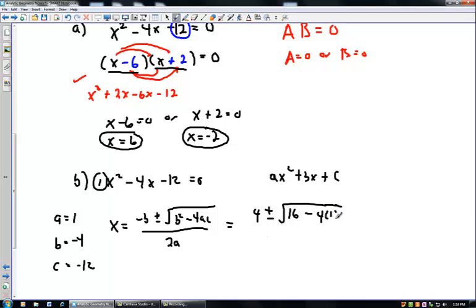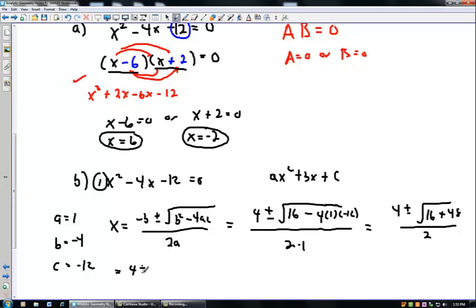So let's just put 4 times 1 times negative 12, all divided by 2 times a, so 2 times 1. We have to clean this up a little bit. So 4 plus or minus the square root of 16 plus, and it's a plus because a minus and a negative is a positive, and 4 times 12 is 48, all divided by 2, which is equal to 4 plus or minus the square root. 16 plus 48 should be 64, divided by 2, which is equal to 4 plus or minus the square root of 64, which is 8, all divided by 2.